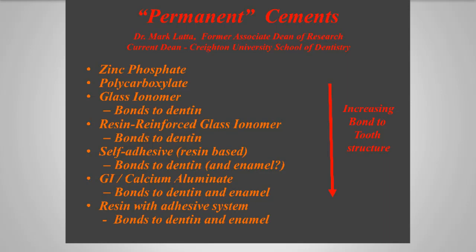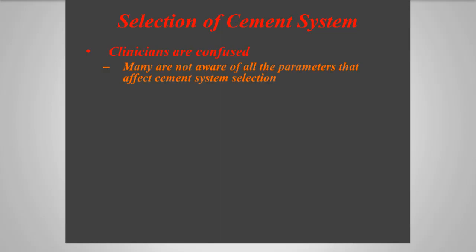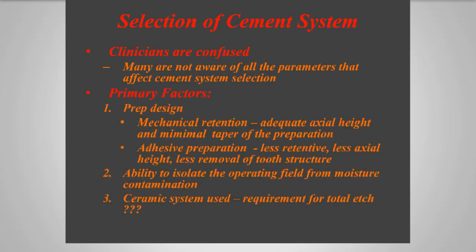Now, let's address this bond strength thing and talk about selection of cements for which system, for which product, because clinicians are confused. Many are not even aware of all the parameters that affect cement selection. For me, the primary factor in cement selection is preparation design. How much mechanical retention is there? Is there an adequate axial height and minimal taper of the preparation? See, there's no cement that's going to be able to allow us to bond to a flat stump. So mechanical retention and resistance form of the preparation are key factors.